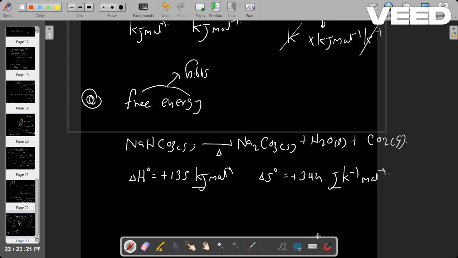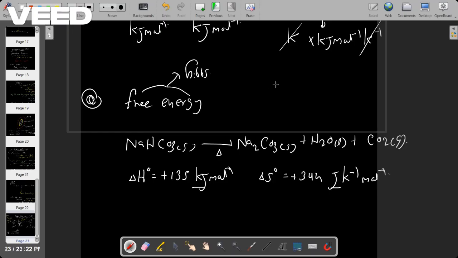Yes, round it off. Good. 32.5. Just plug in the values. You must be getting 32.49 kilojoules per mole. Delta G naught equals delta H naught minus T delta S naught. So just plug in the values. We'll move on to another reaction.